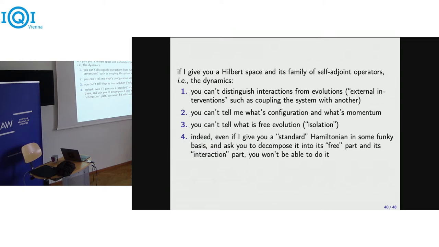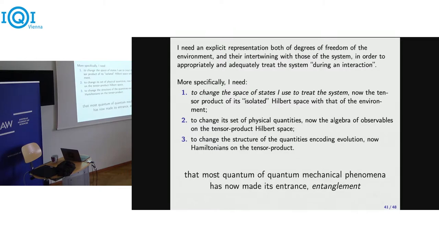And if I give you the Hamiltonian for the particle engaged in some interaction, in some harmonic potential, but again in some funky basis, you won't be able to tell me what the free part and what the interaction part is, if all you know is the structure of the dynamics. So you need to have an explicit representation both of the degrees of freedom of the environment and their intertwining with those of the system in order to appropriately and adequately treat the system during an interaction.